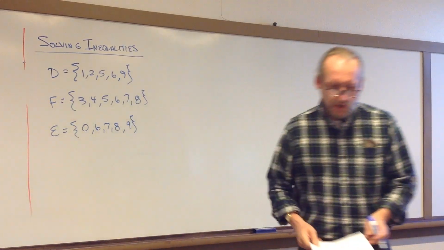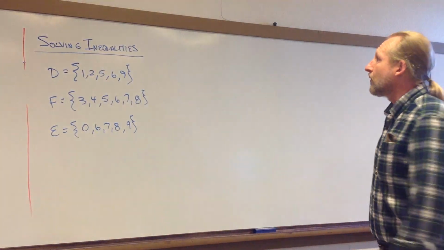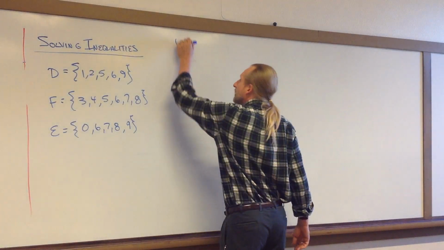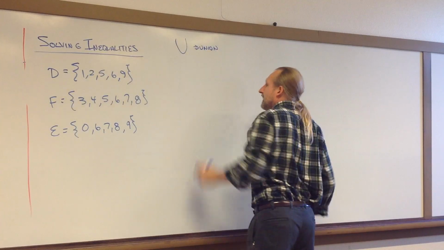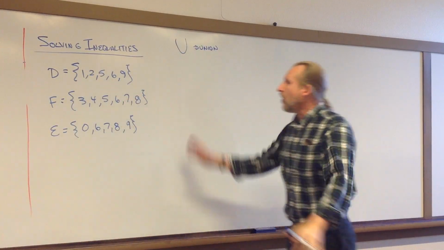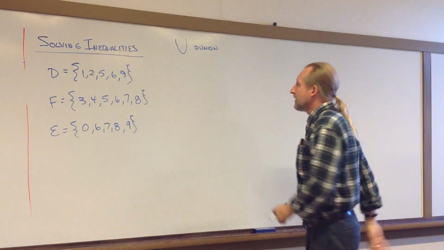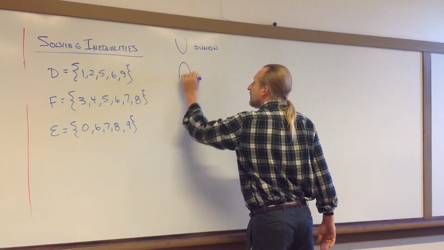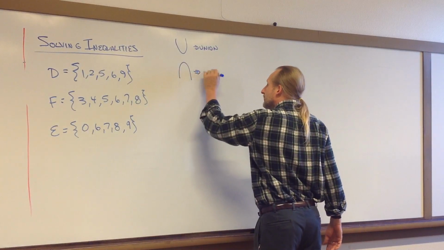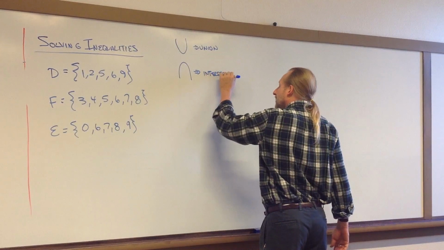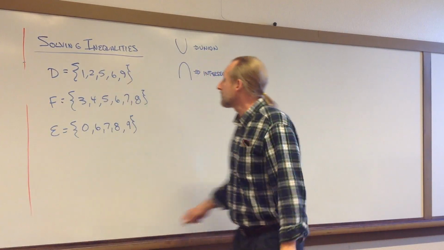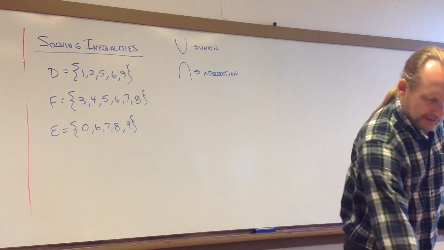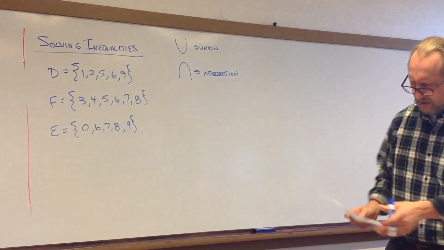Okay, so when we're working with sets, this symbol stands for union. And that means we want everything from all the sets that we're taking the union of. This means intersection, and that means we want only the things that are members of both sets. Okay? So, let's look at these examples.